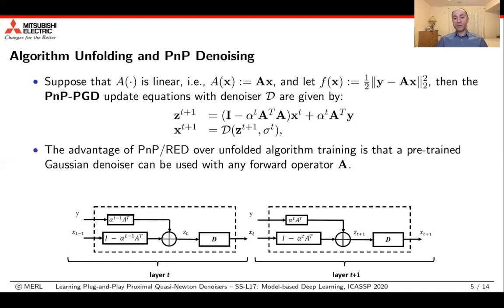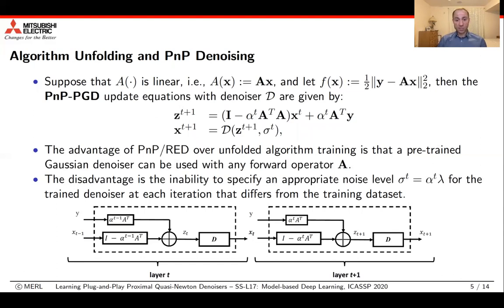Now, when we compare the unfolded algorithms training to plug-and-play approaches, or the regularization by denoising, or RED approaches, one of the benefits or advantages of PnP and RED is that by training a single denoiser, they can be adapted to a variety of inverse problems where A can have a different structure, so long as we're observing the same type of signals X. Whereas with the unfolded training of algorithms like LISTA, for example, the training itself forces you to be stuck to a specific type of forward operator.